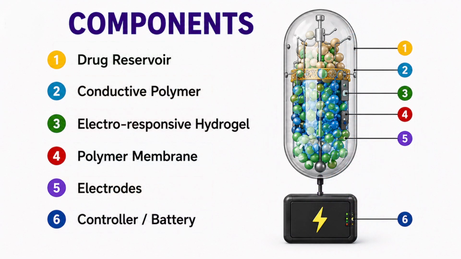Let us see the components. There are mainly 6 important components. First one is the drug reservoir, which stores the medicine. Second is the conductive polymer, which responds to the electricity. The electro-responsive hydrogel changes its size. The polymer membrane controls the drug release, electrodes supply the electric current, and a battery or controller provides the power. Together these components make the complete drug delivery system.